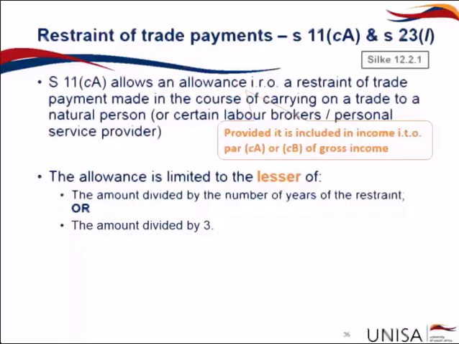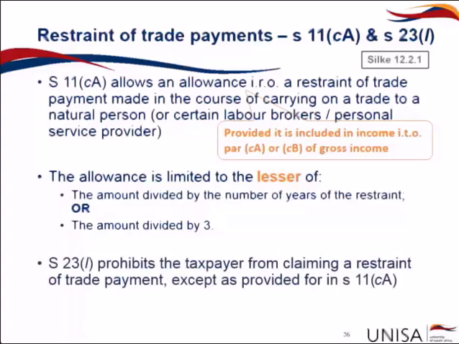So if we have a restraint of trade that lasts for 2 years, we will take the amount and we will divide it by 2, and then we will take the amount divided by 3 and we'll take the lesser of those, which will obviously be the amount divided by 3. It's important to note that section 23L prohibits a taxpayer from claiming a restraint of trade payment except as it is provided in section 11C(a).